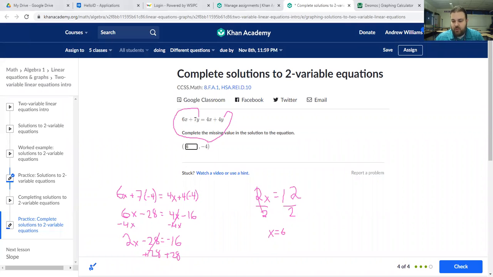So all these problems for completing solutions to two variable equations are the same general skill over and over again. Basically, you're given an ordered pair. It's your task to take the y value or the x value and substitute it in. If you can't remember which one comes first, just remember x comes before y in the alphabet. If you can't remember that, do your alphabet again. Q, R, S, T, U, V, W, X, Y. X comes first.